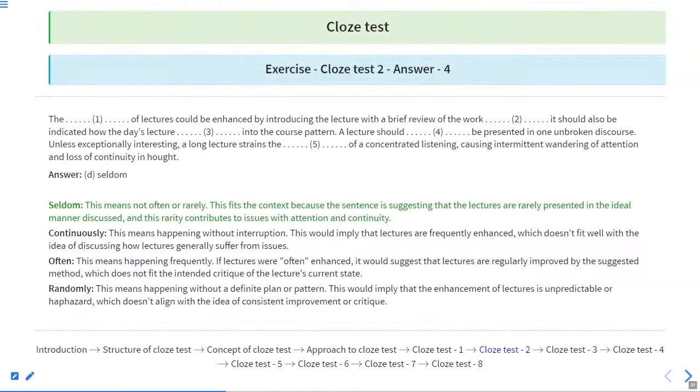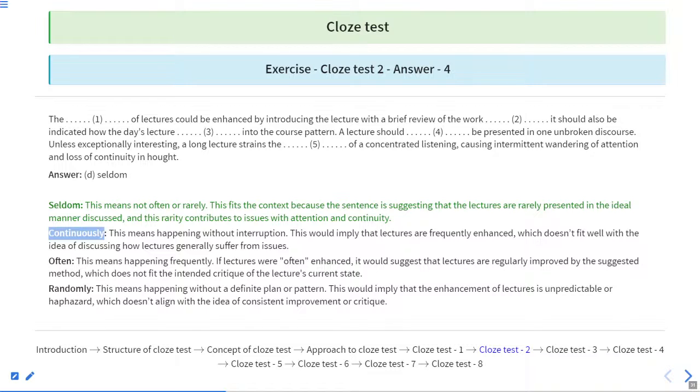So the correct answer is seldom, which means not very often or actually rarely. It fits in the context because this sentence is suggesting that lectures are rarely presented in the ideal manner discussed, and this rarity contributes to issues with attention and continuity. It cannot be continuously because continuously means happening without interruption. This means that lectures are frequently enhanced, which does not fit well with the idea of discussing how lectures generally suffer from issues. It cannot be often, which means happening frequently.